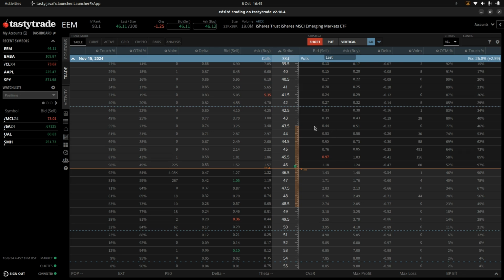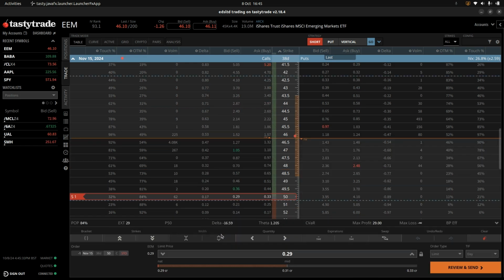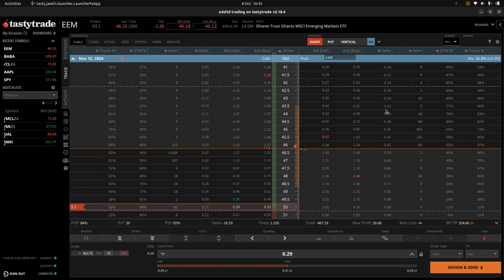Well, we want to sell them outside of this expected move because we want our contracts to expire worthless, or at the very least, we want to be able to buy them back for less than what we sold them for. So we want to be outside of this expected move, and I typically like to go anywhere between a 15 and 20 delta. So if you go down the delta column on the call side, we've got a 17 delta here at the 50 strike. And then if we go down the delta column on the put side, we've got a 16 delta here at the 42.5 strike. So we've created a range here at 42.5 and 50.